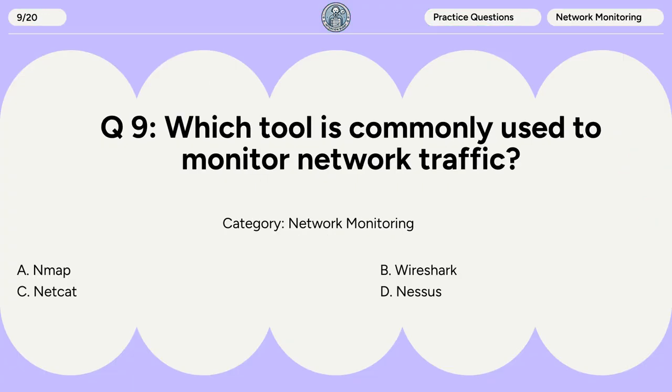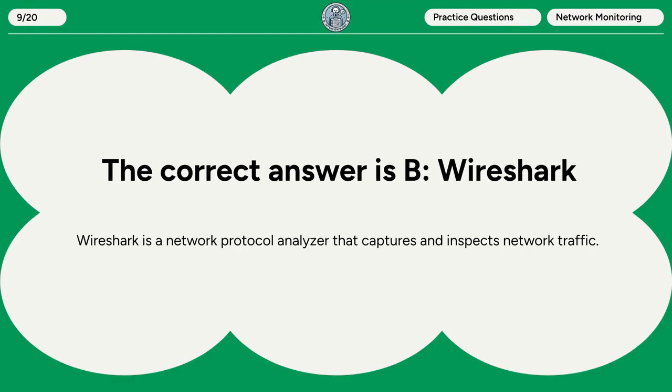Question 9. Which tool is commonly used to monitor network traffic? A. Nmap. B. Wireshark. C. Netcat. D. Nessus. The correct answer is B. Wireshark. Wireshark is a network protocol analyzer that captures and inspects network traffic.